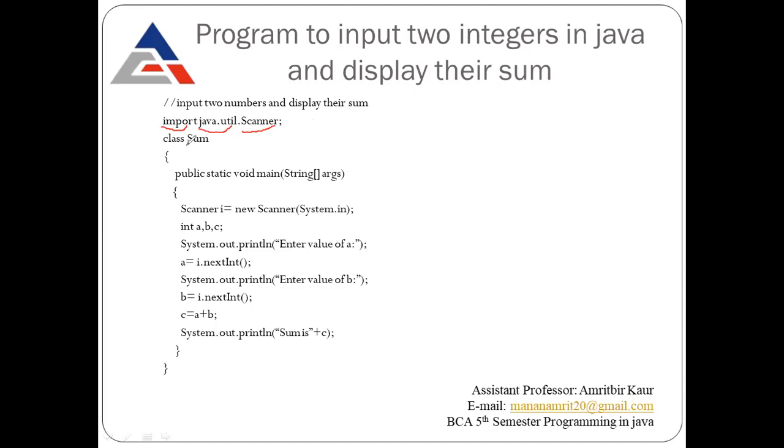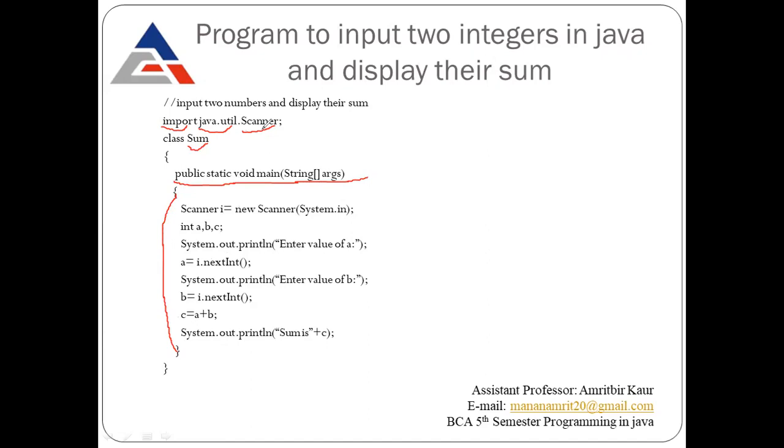Then we define a class Sum. And in the class, we define a main method, main function we can say. And in the body of the main function, now we will write our program. We can say our task is coding.